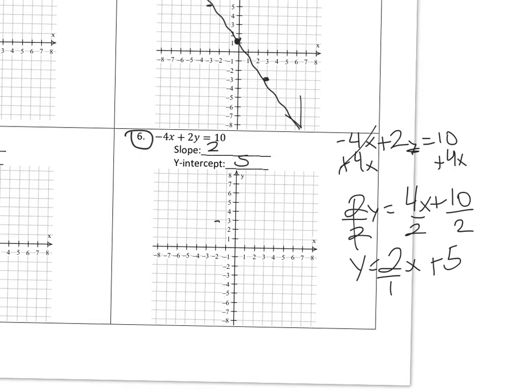So let's plot it up here, 5. And if this is 2 over 1, I'm going to go up 2 over 1. But if you look, it's already almost off the graph. So you can apply the inverse. Remember, 2 over 1 as a slope is equivalent to negative 2 over negative 1, because a negative divided by a negative is still positive. So I can go down 2 over 1, down 2 over 1. And now I have this line right here. Okay, next.